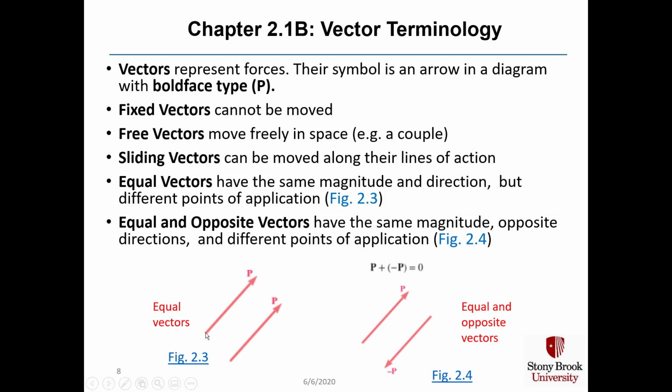And these equal vectors, of course, have to be parallel to each other. Equal and opposite vectors, shown here in the lower right, have the same magnitude, opposite directions, and different points of application. So we've got plus P going from the lower left to the upper right, and we've got minus P going exactly in the opposite direction from the upper right to the lower left.